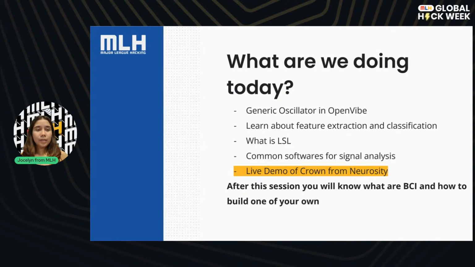And at the end, I'll be giving a live demo of the Crown from Neurosity, which I have with me today. Hopefully after this session, you will know what BCIs are and how to build one of your own. I know that this hardware is not very accessible or you cannot find it everywhere. That's why there are alternatives like public data sets or doing your own generic oscillator like we did on OpenVibe in our past session. Awesome, so let's get started.